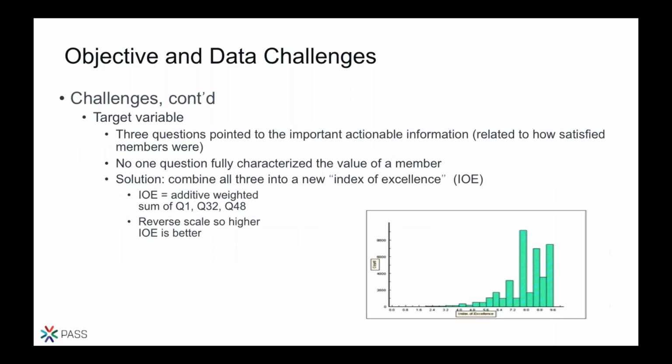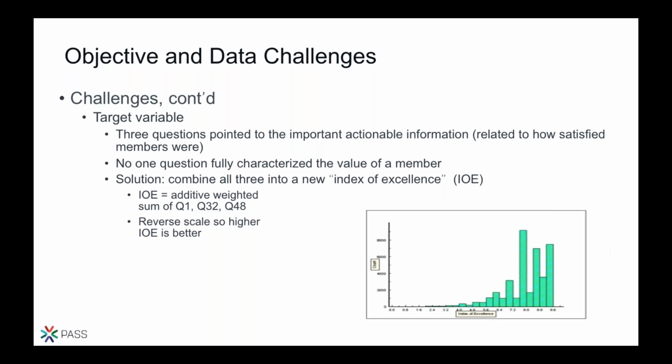So another problem, the three target variables: satisfaction, likely to renew, and recommend to a friend. For some of our analysis, not all of it, we decided to combine these three into one super question, which was the global target, which we call the index of excellence.